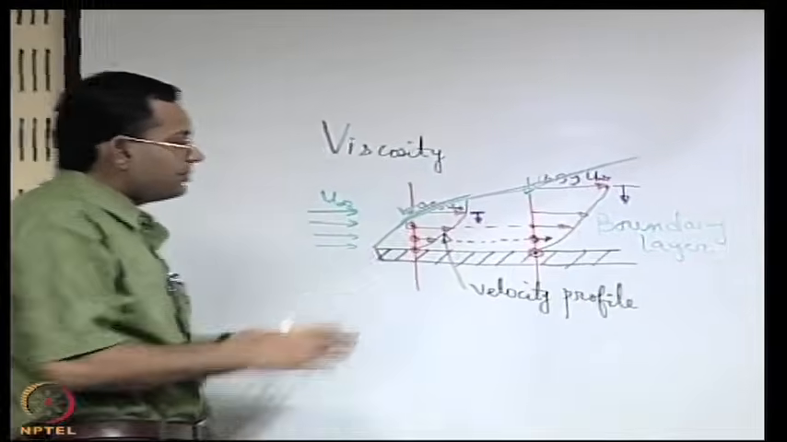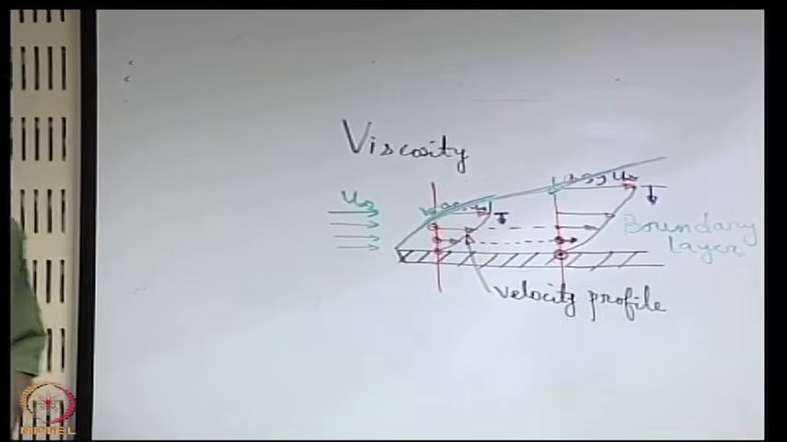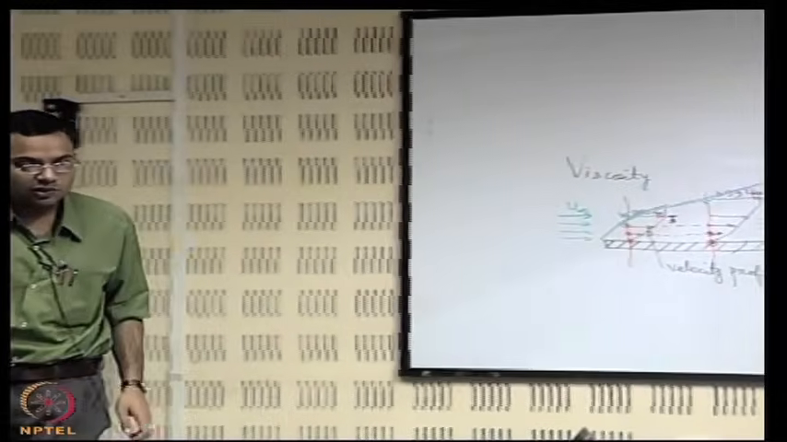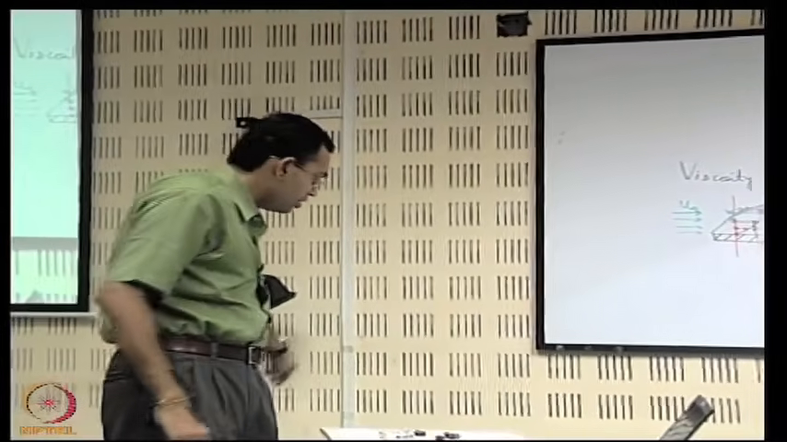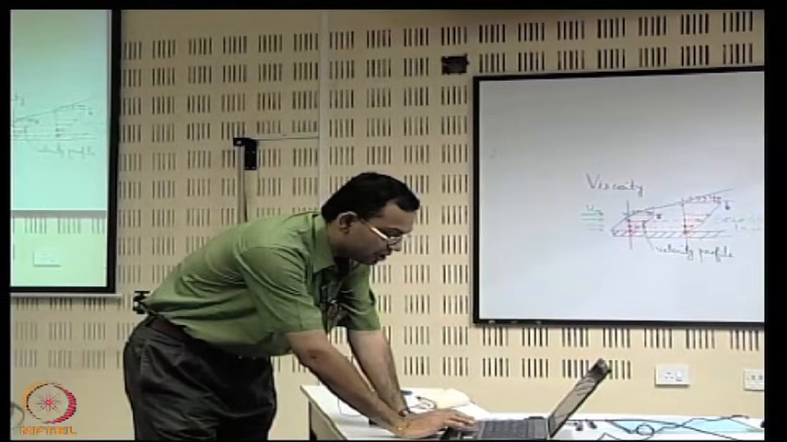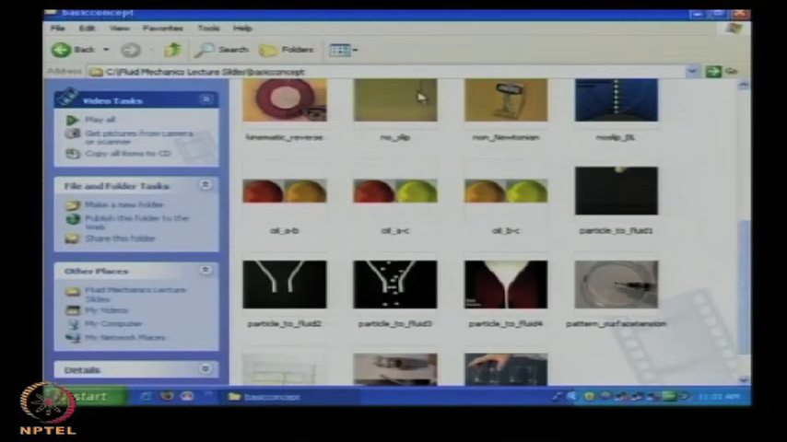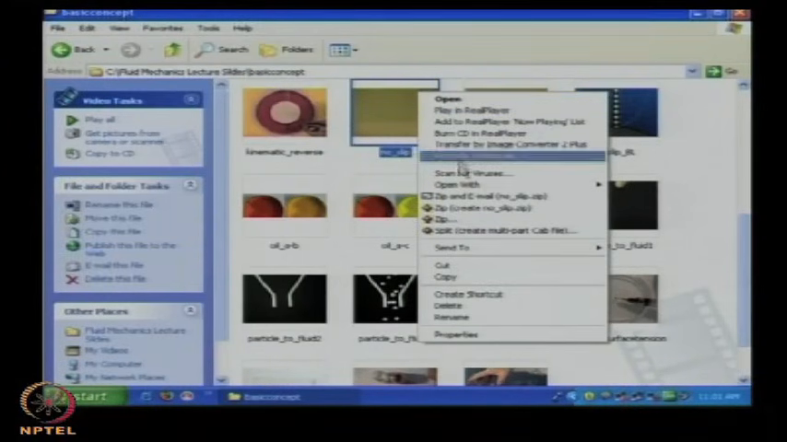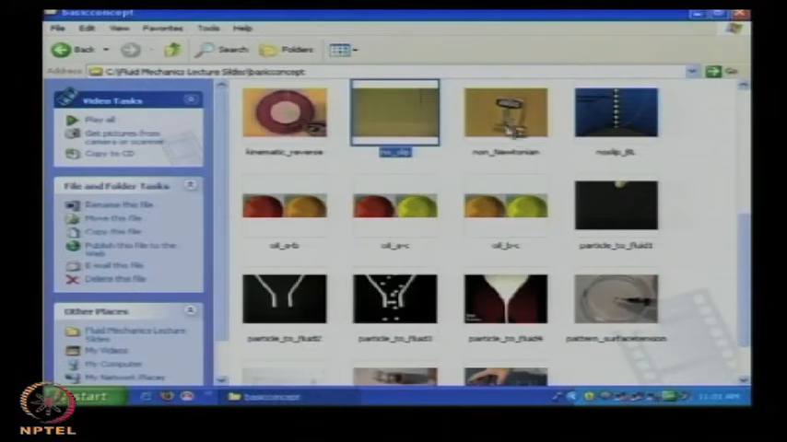So we have loosely seen the no slip boundary condition and its consequence. Before we more formally look into the viscosity, let us look into one or two animated situations where we try to understand the implication of the no slip boundary condition. So let us look into that.